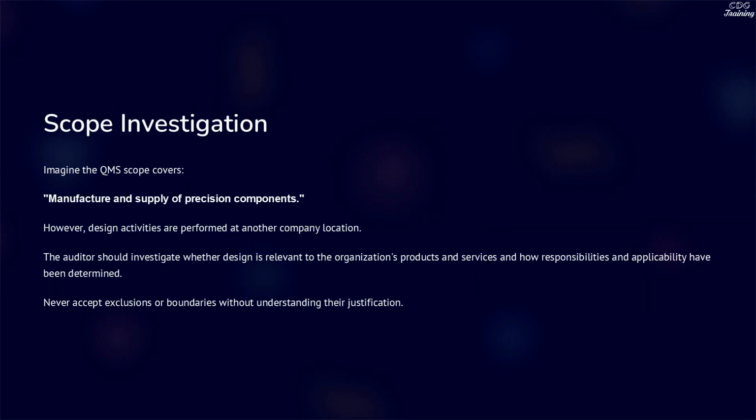Imagine the QMS scope covers the manufacture and supply of precision components, but design activities are performed elsewhere. The auditor should investigate whether design is relevant to the organization's products and services and how responsibilities are determined. Never accept exclusions without justification.